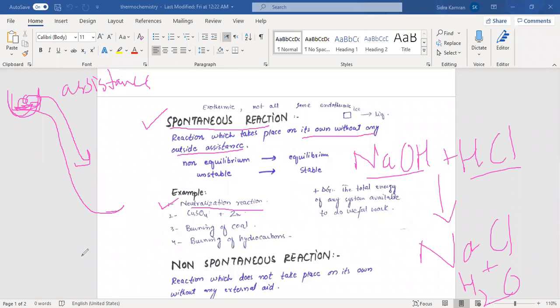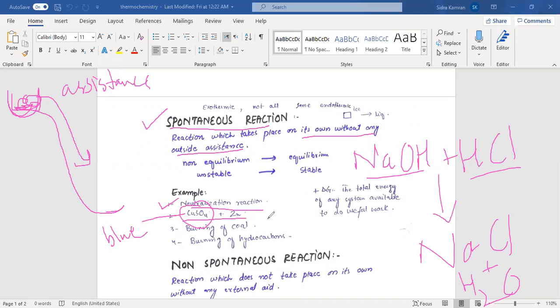Another example of a spontaneous reaction is copper sulfate plus zinc. Copper sulfate has a blue color. When you add zinc to it, the blue color will fade. So this reaction is also a spontaneous reaction.